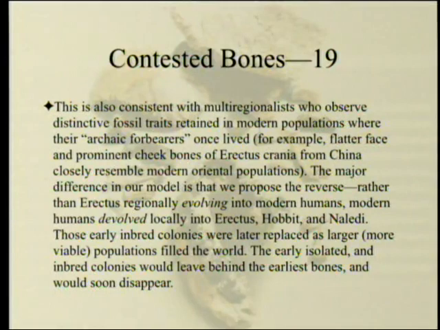The major difference in our model is that we propose the reverse. Rather than Erectus regionally evolving into modern humans, modern humans devolved locally into Erectus, Hobbit, and Naledi. These early inbred colonies were later replaced as larger, more viable populations filled the world. The early isolated and inbred colonies would leave behind the earliest bones and would soon disappear. And of interest, you'll notice that the pygmies in Flores do resemble the Hobbit somewhat.